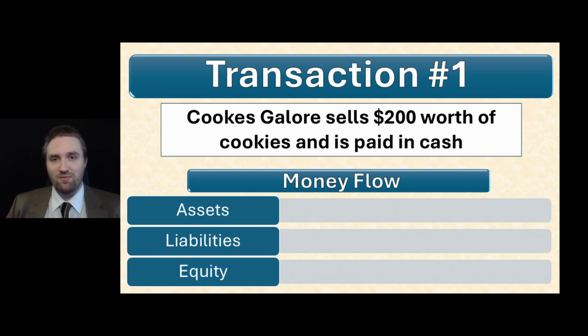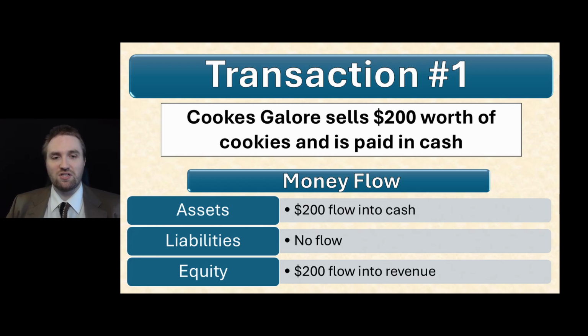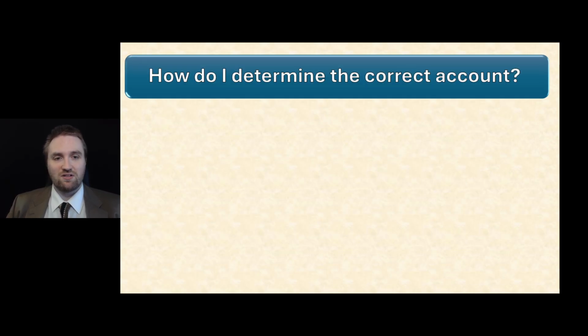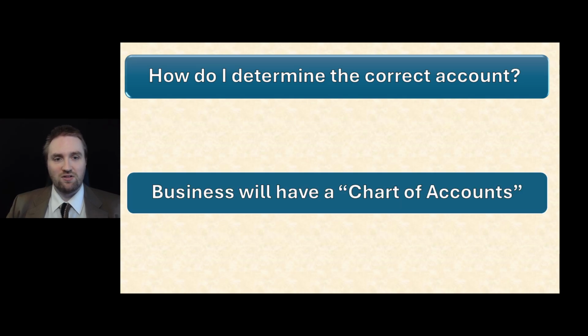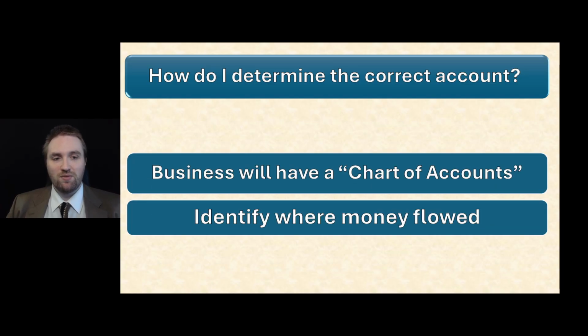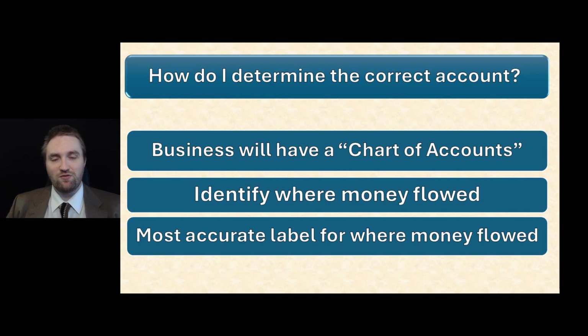First, we look at how the money flowed. In this case, the business received $200 in cash, as well as the business earned $200 in sales revenue. We see the money affected 2 areas, thus we have 2 accounts. What are these accounts? Typically, the name of the account comes from the business's unique chart of accounts, or from accounting tradition and common sense. Once again, we'll get to these soon. In short, you identify where the money flowed, and then find the best label for where it flowed.